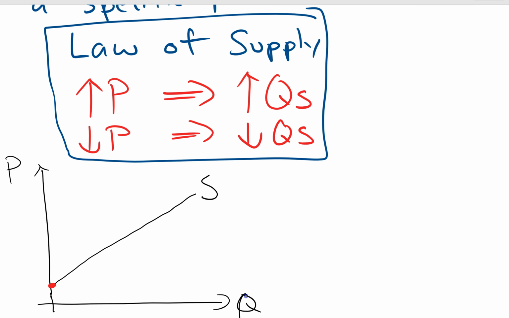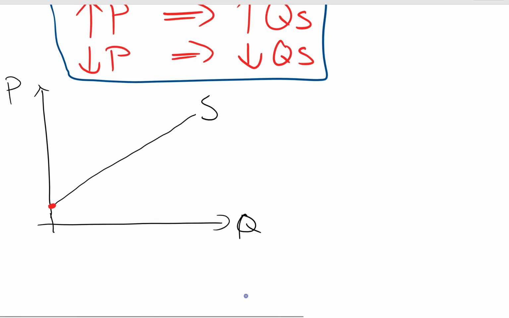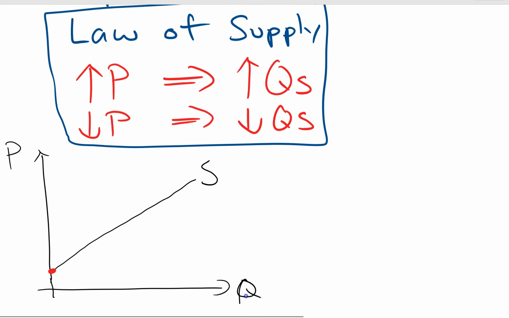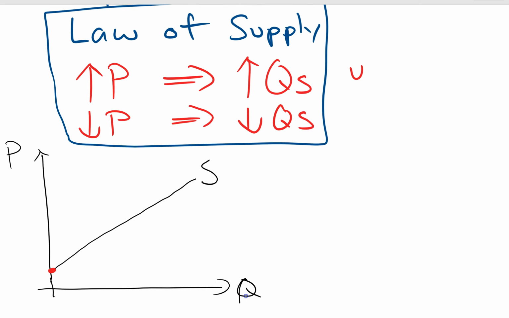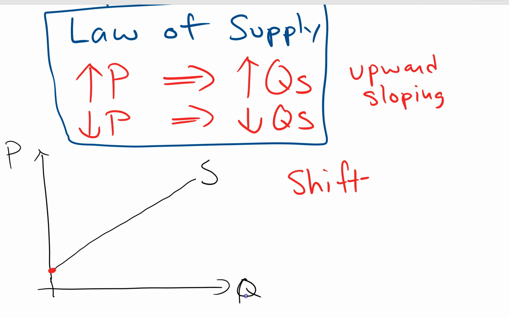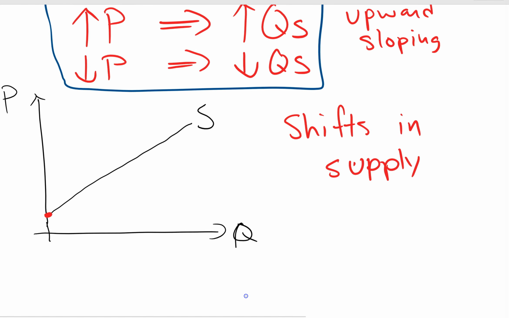For now, we're not going to go any deeper into the slope, and we're just going to go straight onto the shifts. Okay, so we have this as the law of supply. That means it's upward sloping. Okay, we know it's upward sloping, and now the question we have is, what about shifts? What about the shifts in supply?